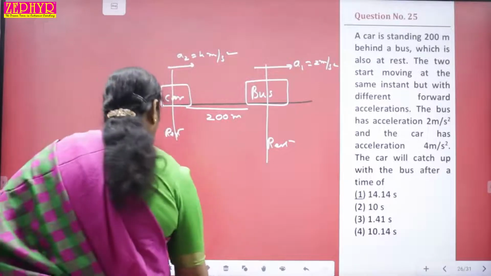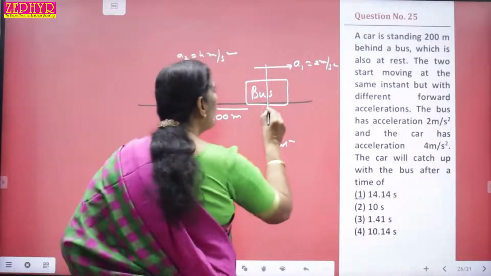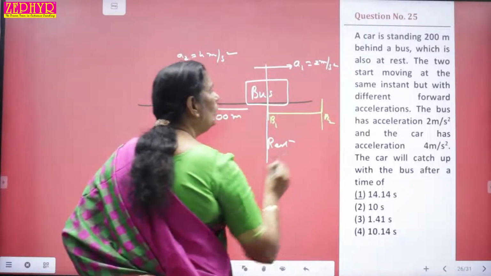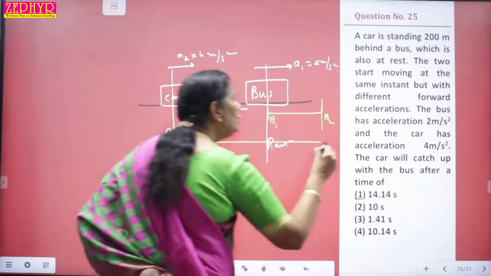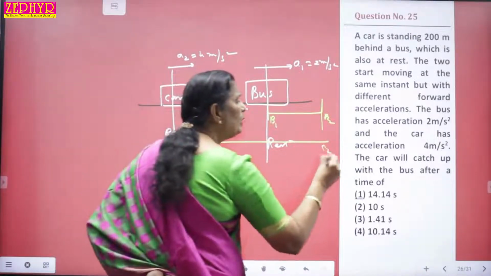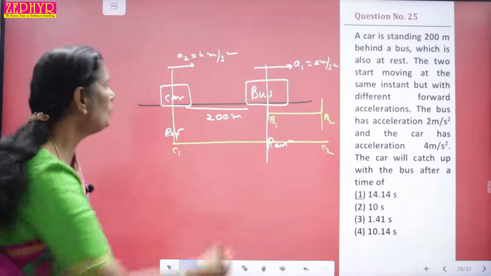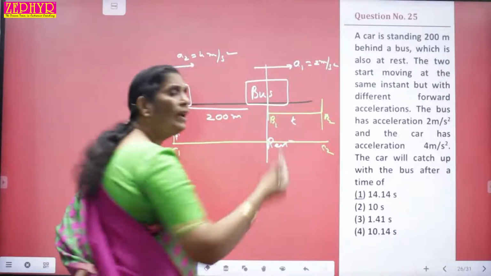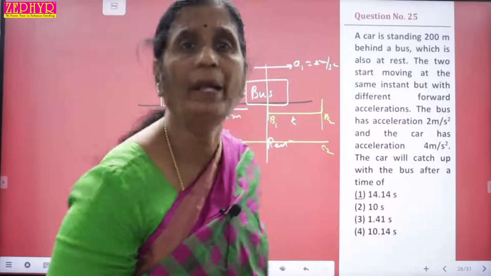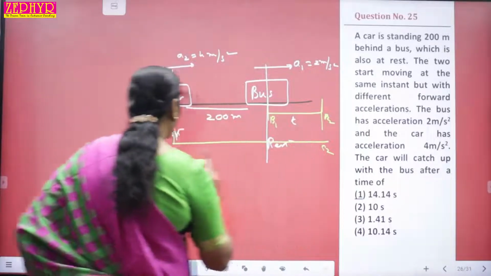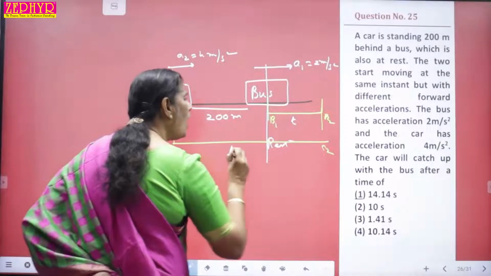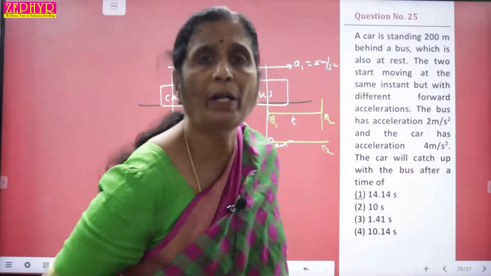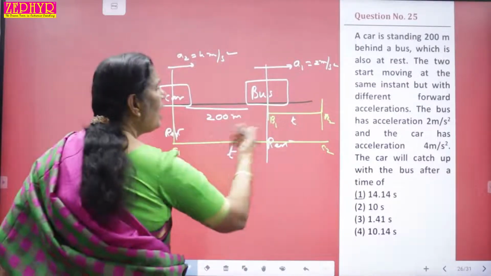So in 30 seconds, the bus will move from here to here, from B1 to B2. But the car has to move from C1 to C2. Is it not? Now see this. Immediately you can understand by seeing the figure. Both have started their journey at the same time. So the time taken by the bus to travel from B1 to B2 is the same as the time taken by the car to travel from C1 to C2. So B2 and C2 are one and the same. So then definitely our car can overtake the bus. So what is the concept here? Please look.